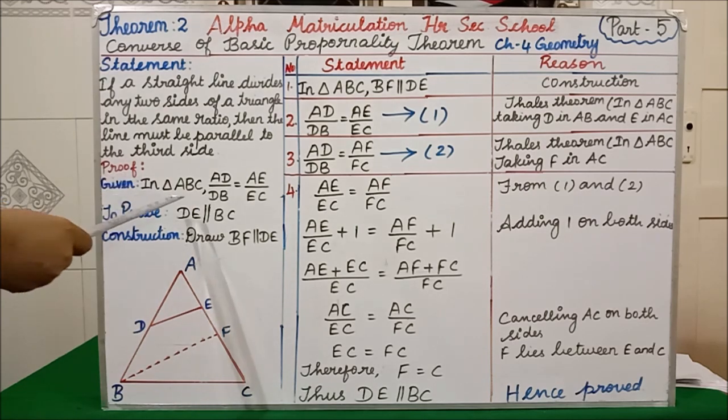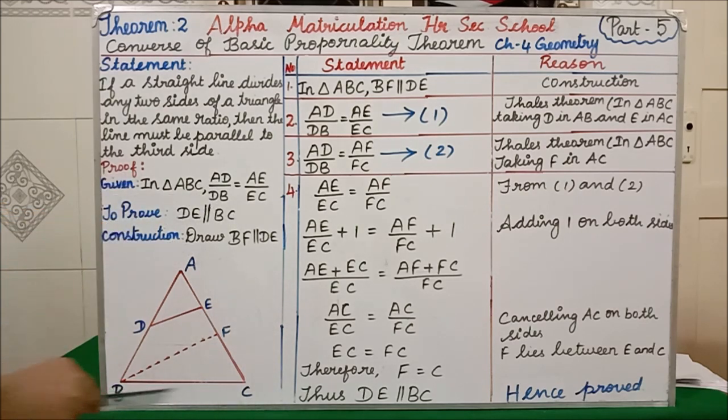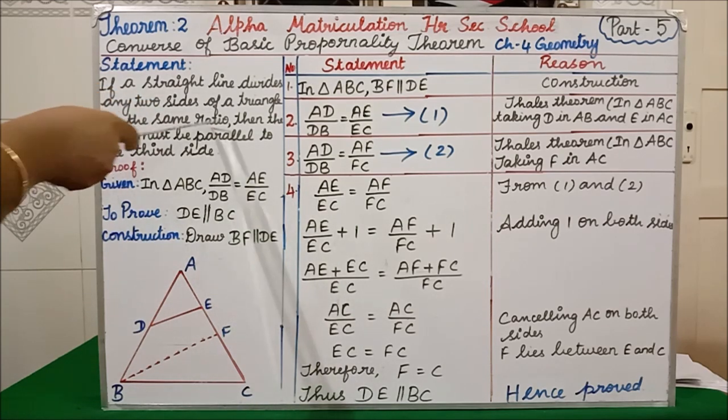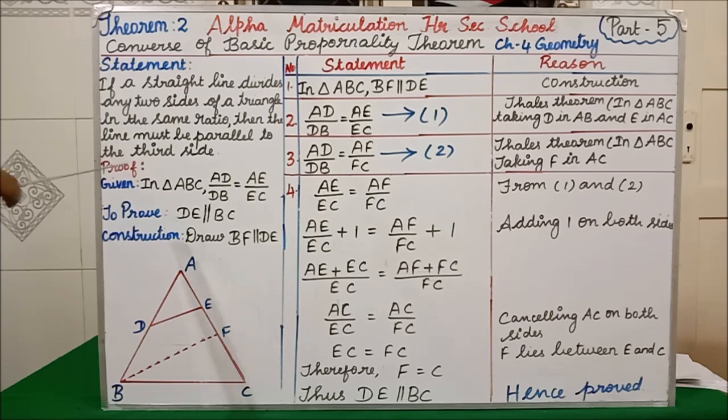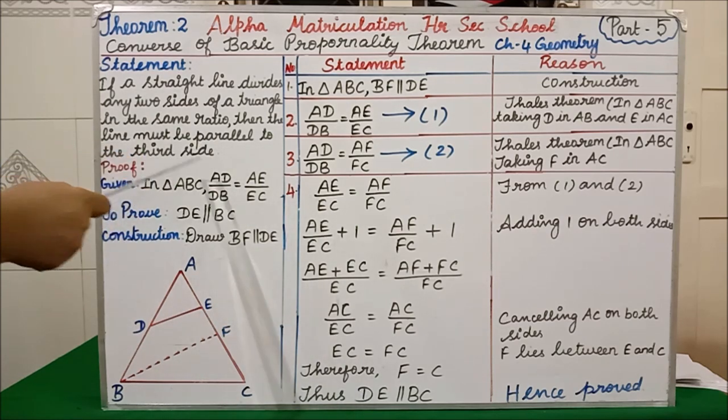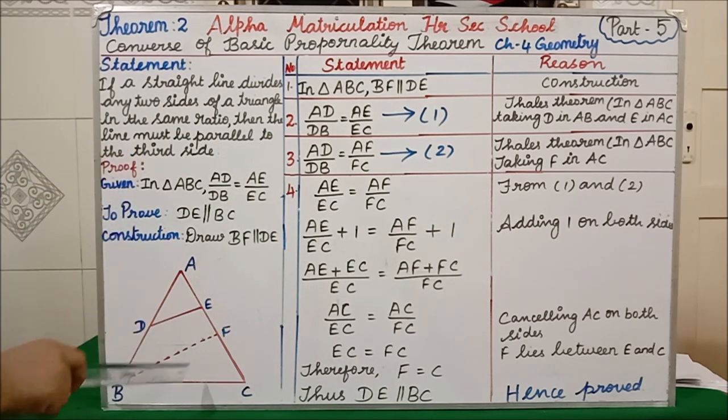Given: in triangle ABC. They have said that the sides are divided in the same ratio. Which means in triangle ABC, how can we write now? AD divided by DB is equal to AE divided by EC. Clear, all of you? We want to prove it is parallel to the third side, which means DE is parallel to BC we want to prove.